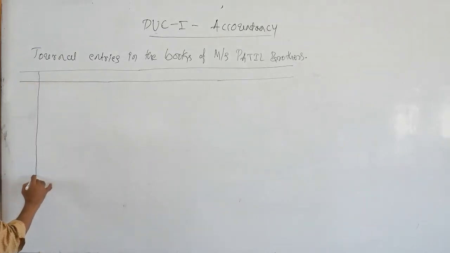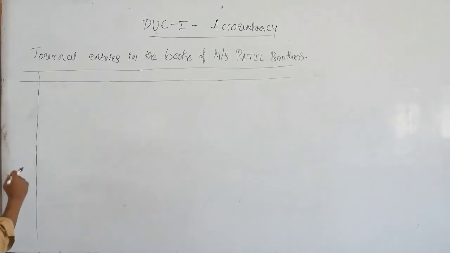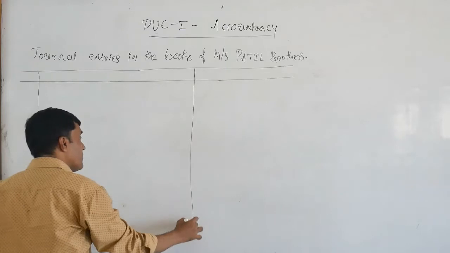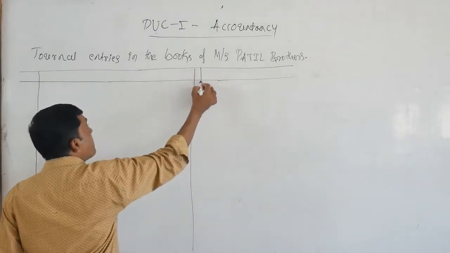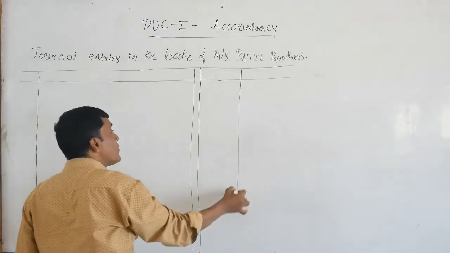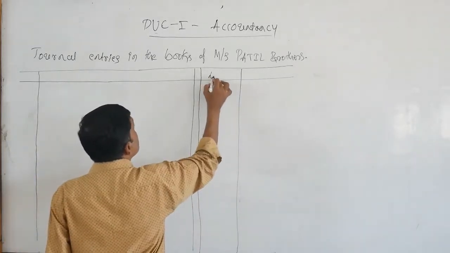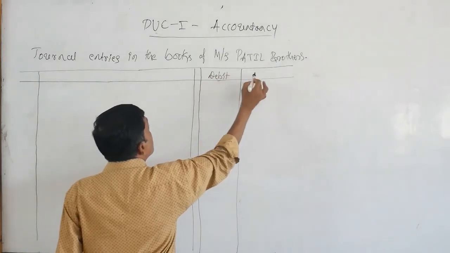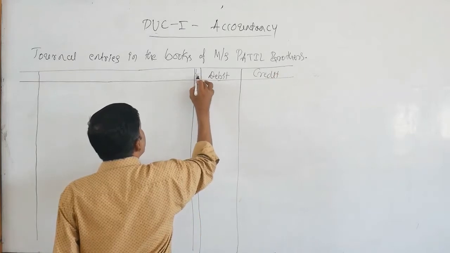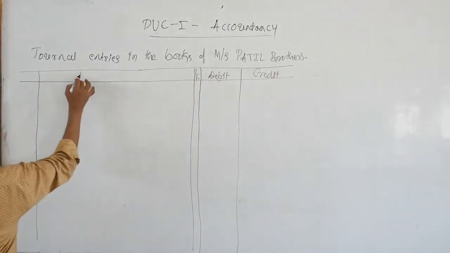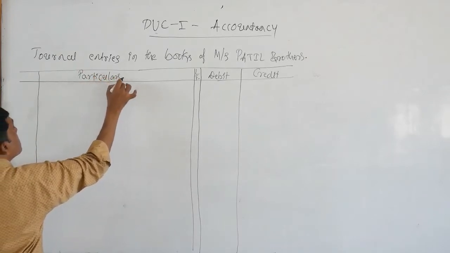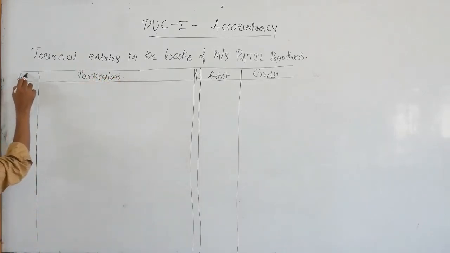This is the date column. Date should be written in the chronological format. This one is LF. LF means ledger folio. These two columns are, one for debit, another one for credit. This is LF. Particulars. So date.